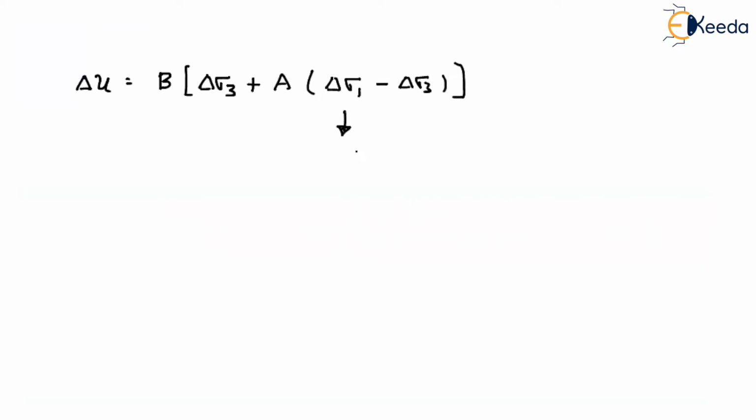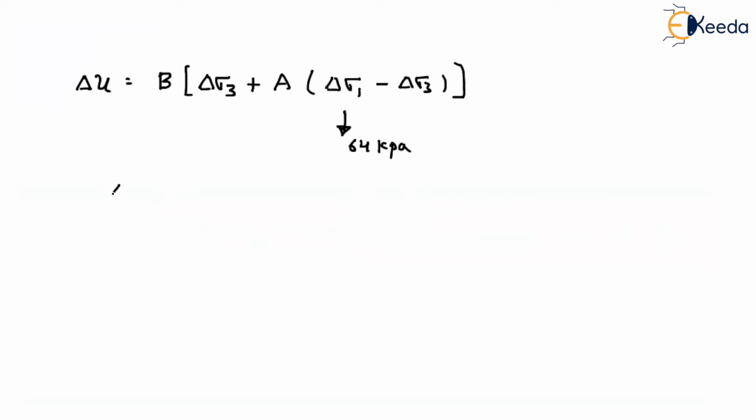How can I find the change in pore water pressure? That is based on Skempton's pore water pressure parameters. So if you remember the equation, how can I express it? The equation is nothing but B into change in minor principal stress plus A into change in major principal stress minus change in minor principal stress. Just now we have found this value to be around 64 kilopascal.